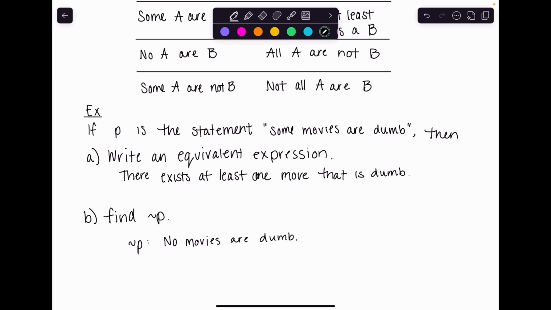Okay. So this is just our start. We're going to talk about other operations as well, and then we're going to lead into a concept called truth tables.